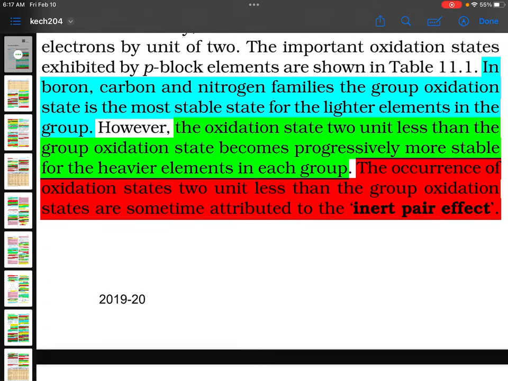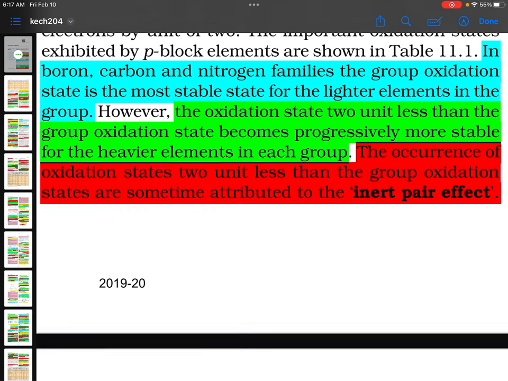In boron, carbon, and nitrogen families, the group oxidation state is the most stable state for the lighter elements. However, the oxidation state 2 units less than the group oxidation state becomes progressively more stable for heavier elements, which we call the inert pair effect. Okay, now thallium +1, lead +2, bismuth +3, more stable.